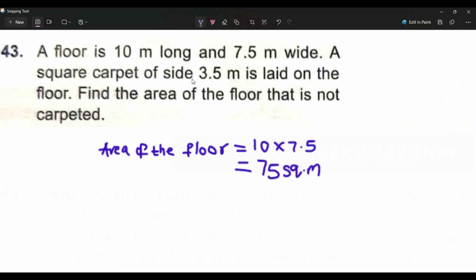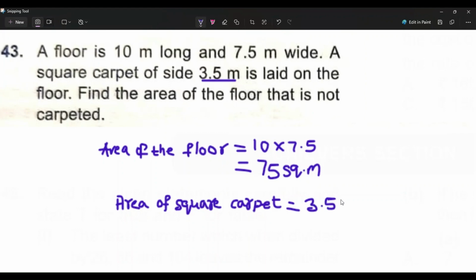A square carpet of side is given as 3.5 meters. Let's find out area of square carpet. Area of square carpet is equal to S into S. S equal to 3.5. 3.5 into 3.5 is equal to 12.25 square meters.